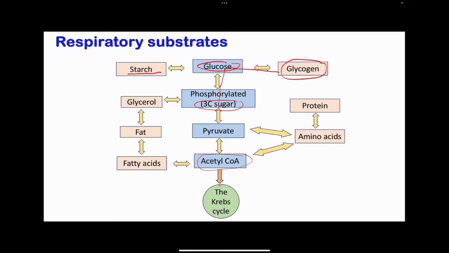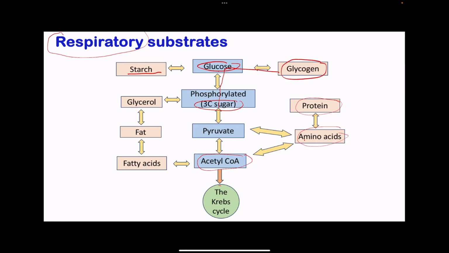Also, the metabolism of proteins involves proteins being converted to amino acids. These amino acids can be converted into pyruvate or acetyl-CoA. On the other side, glycerol can be phosphorylated, or it can be converted into fat. And this fat or the fatty acids are going to be converted into acetyl-CoA, which can be respired. So basically, this is a flowchart of how different molecules can be used as respiratory substrates in the process of aerobic respiration.